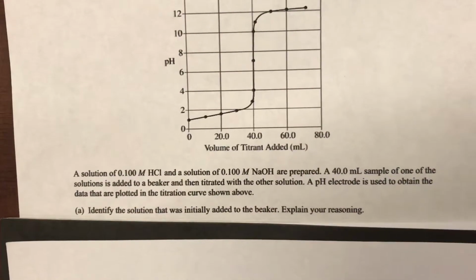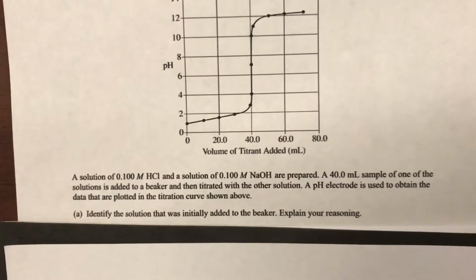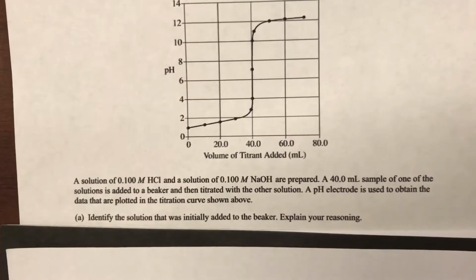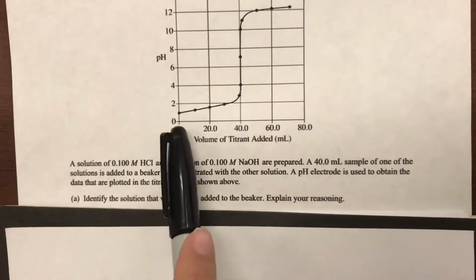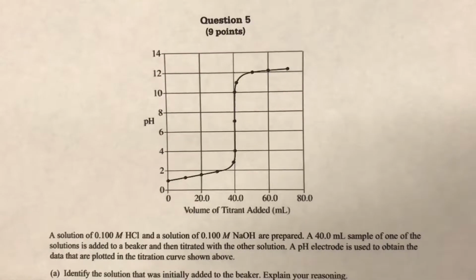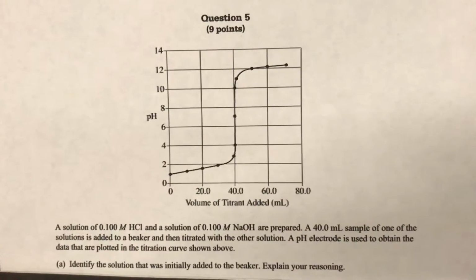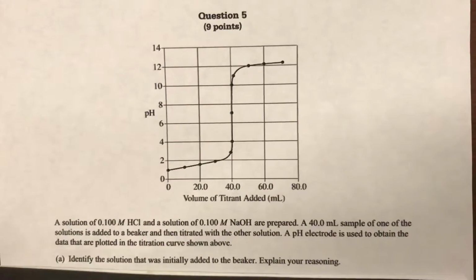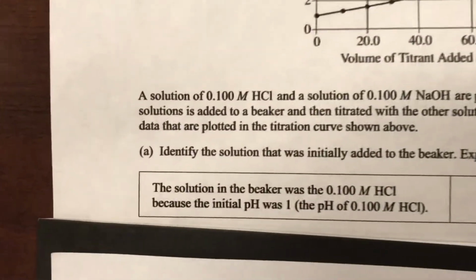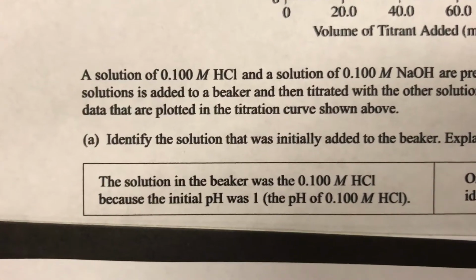A. Identify the solution that was initially added to the beaker. Explain your reasoning. So, when it's initially added to the beaker, no volume of titrant is added. So, it will be at the point 0, 1. So when the pH is 1, that will indicate that it is an acidic solution. So the solution that was initially added to the beaker is HCl, as shown from the explanation right here. The solution in the beaker was the 0.100 molar HCl because the initial pH was 1.